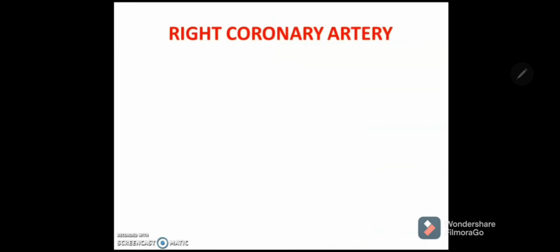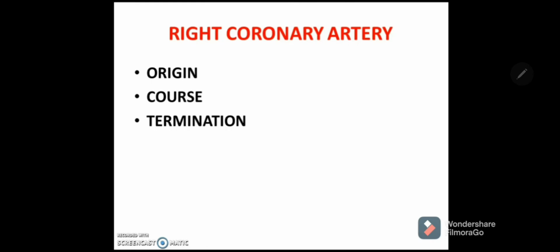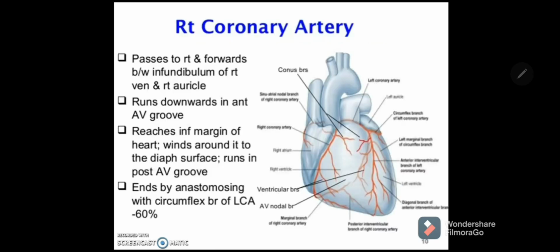And we will discuss the right coronary artery under the following headings: origin, from where it takes origin, then course, how it runs in different grooves, and termination, how it ends by forming the anastomosis, branches, and the area supplied. So you should remember these points. You have to describe the right and left coronary artery under the following headings.